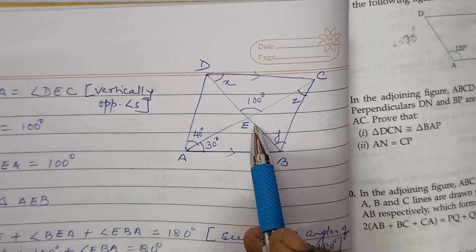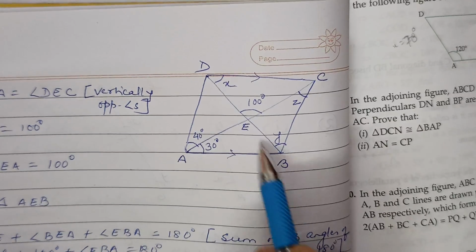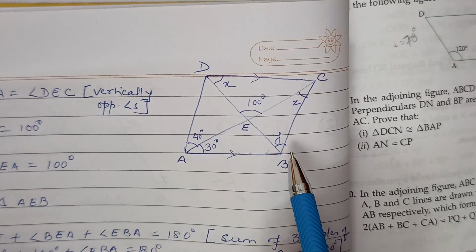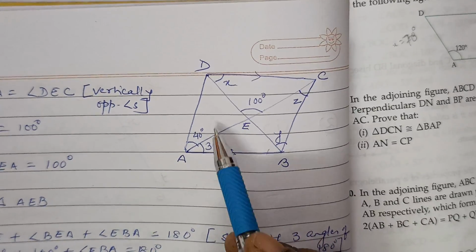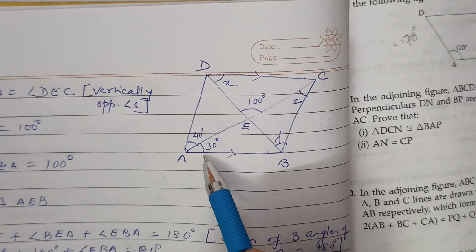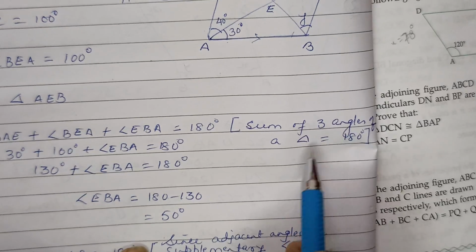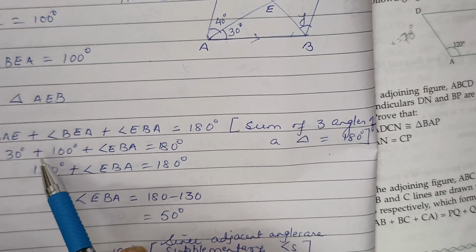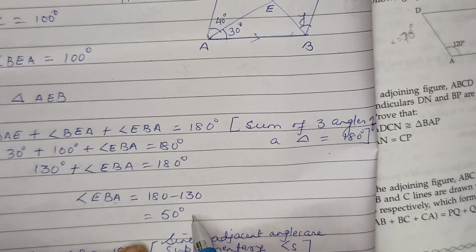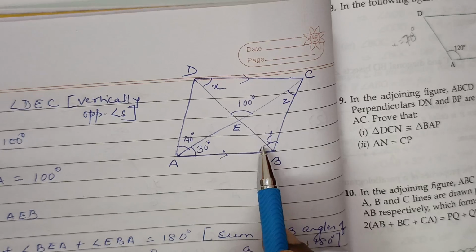Now we have got here the 100-degree angle BEA, vertically opposite angles. Now we will take this triangle AEB. In this triangle we have two angles. Can we find out this angle? So in triangle AEB, angle BAE plus angle BEA plus angle EBA, these three angles are equal to 180 degree, sum of three angles of a triangle. So just put the values: 30 plus 100 plus EBA equals 180, or EBA equals 180 minus 130, that is 50 degree. Now we have found out this angle as 50 degree.